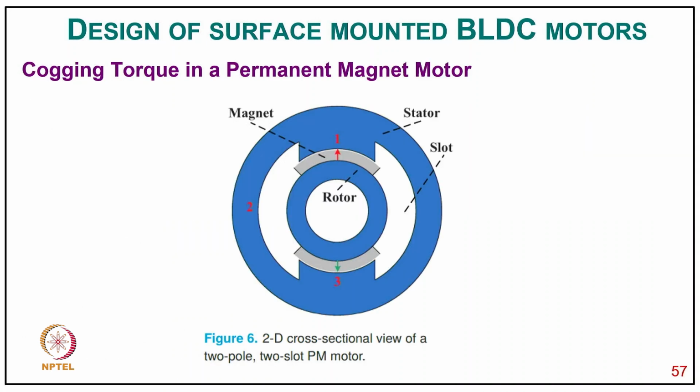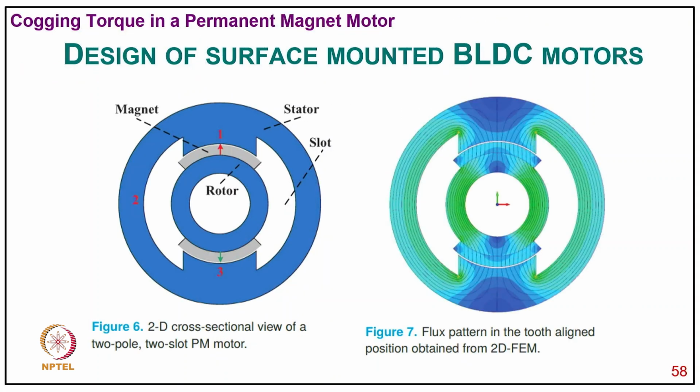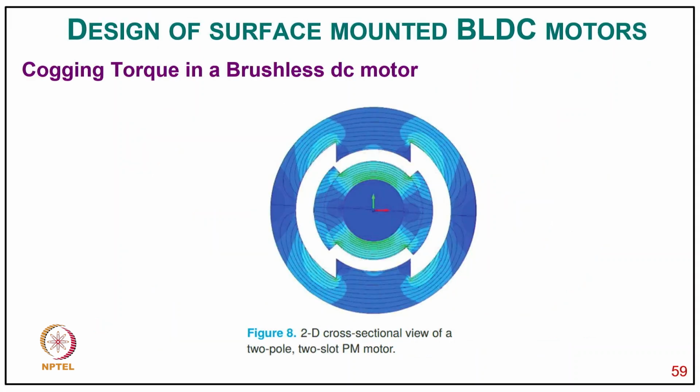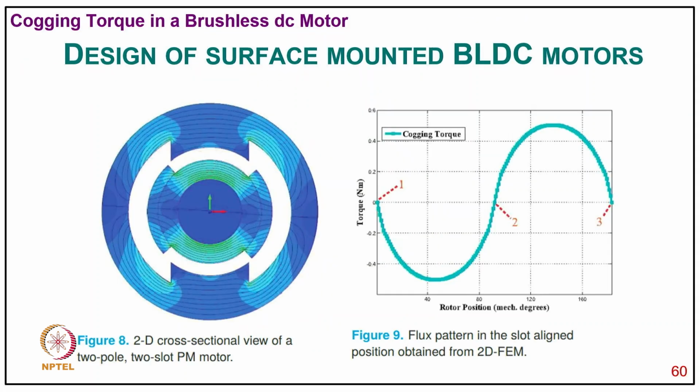So now coming to cogging torque in a permanent magnet motor, you can see here the figure of the 2D cross sectional view of a 2 pole 2 slot PM stator, and in figure 7 the flux pattern in the 2 pole slot motor in the aligned position, obtained from 2D FEM analysis. You can see how the 2D cross sectional view of the 2 pole 2 slot motor looks, along with the flux pattern in the slot aligned position obtained from 2D FEM.